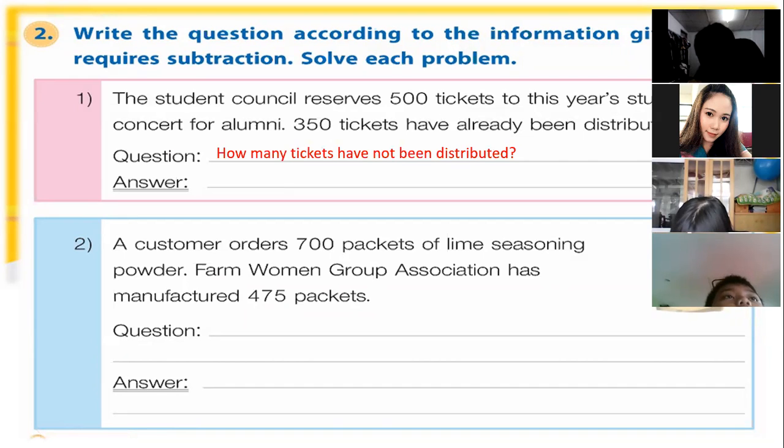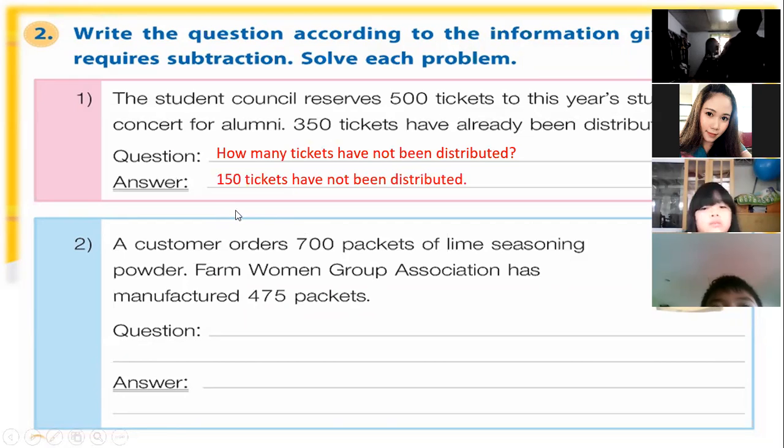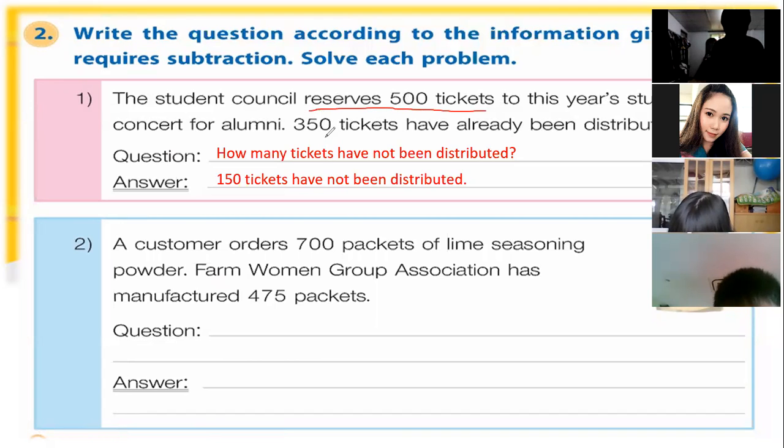150. Exactly. That is the correct answer. We will have 150 tickets that have not been distributed. Okay, students, so just focus on the information. First information, we have 500 tickets altogether, right? For the students concert, and 350 have already been distributed.